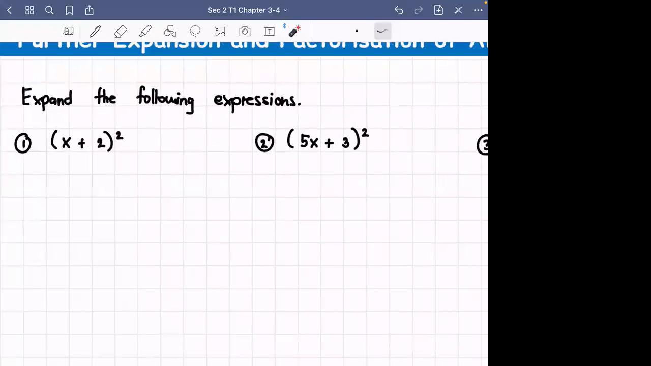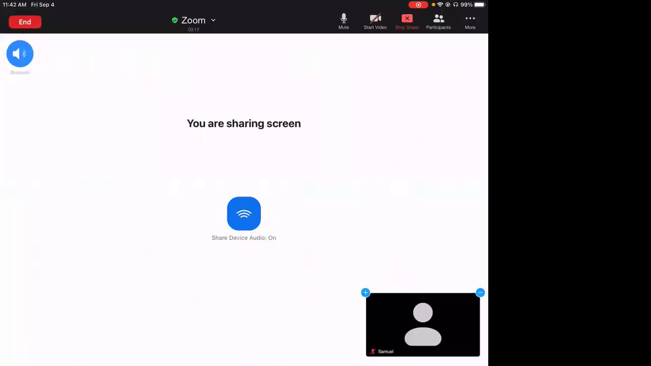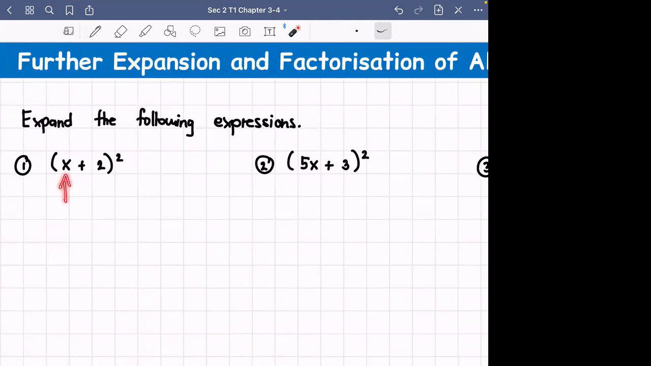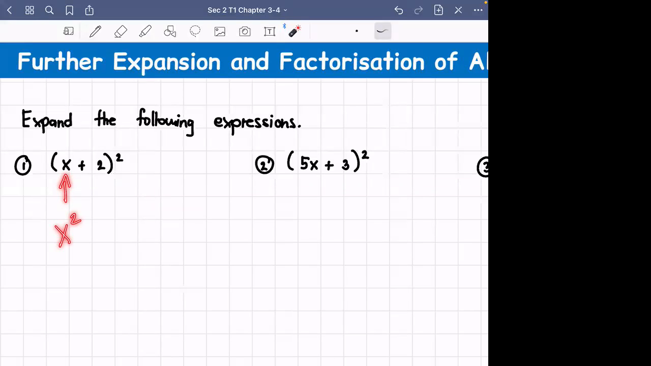So it's x plus 2 squared. So I have the question here. The first number is squared, so I don't really know how to times them since it's squared. The first one, x, right? You just square x. So just write x squared. That's the first term in your answer.